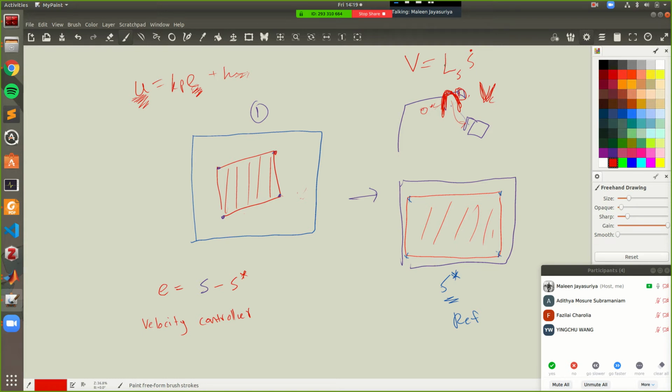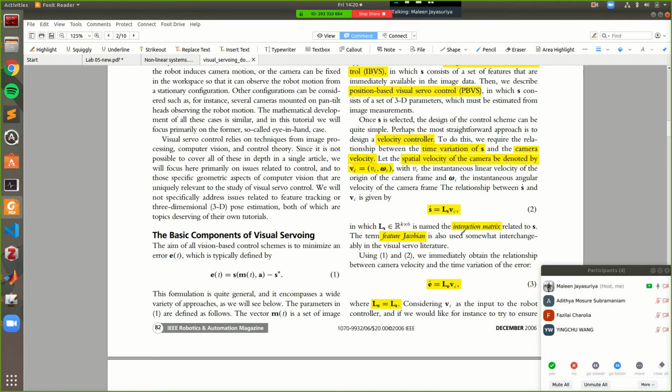Obviously when your arm is moving at a certain velocity, so will your features, and that relationship is captured by this LS matrix. We don't know what this matrix is yet, but we know that there has to be some sort of matrix that maps the velocity to those features. And this matrix is what we call the interaction matrix.